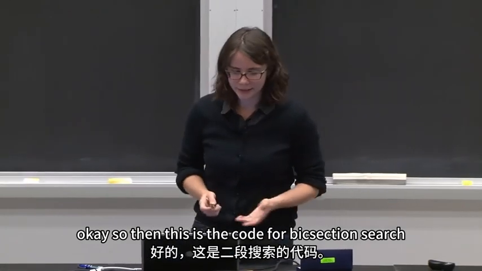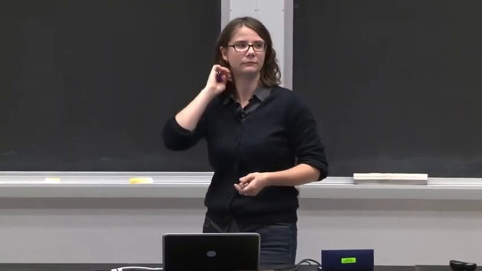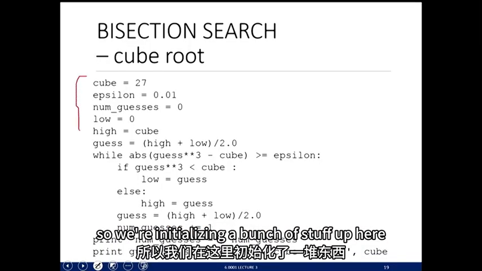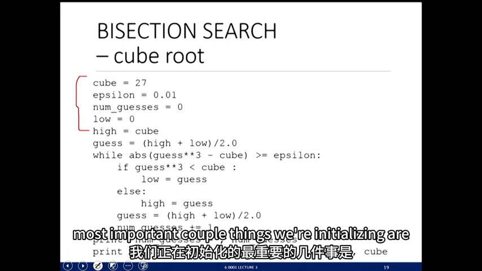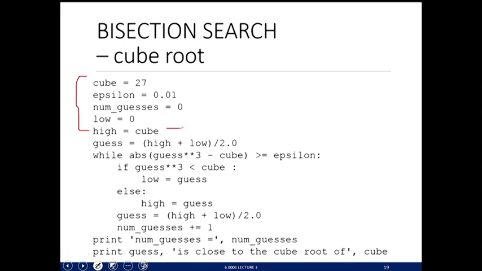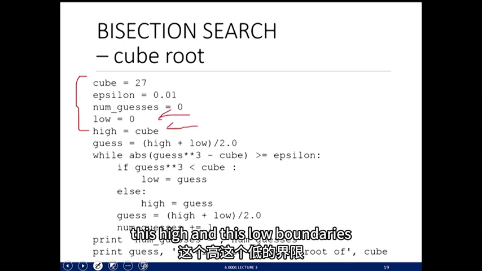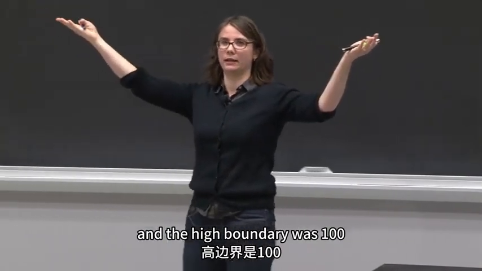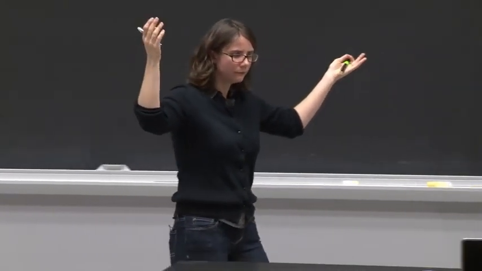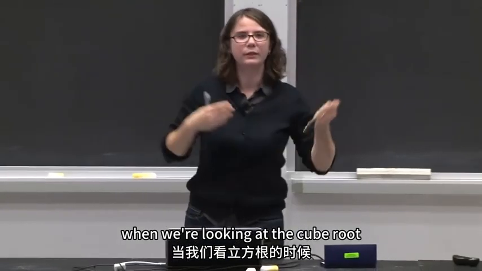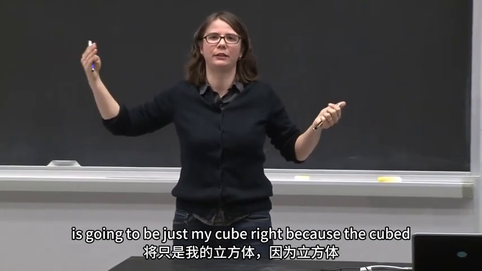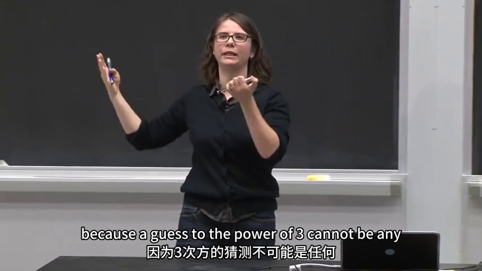Then this is the code for bisection search. It also looks intimidating, but it's not so bad. We're initializing a bunch of stuff up here. The most important things are the high and low boundaries. With the guessing game, the low boundary was 0 and the high boundary was 100. When looking at the cube root, the low boundary is 0 and the high boundary is just my cube, because a guess to the power of 3 cannot be any greater than cube.